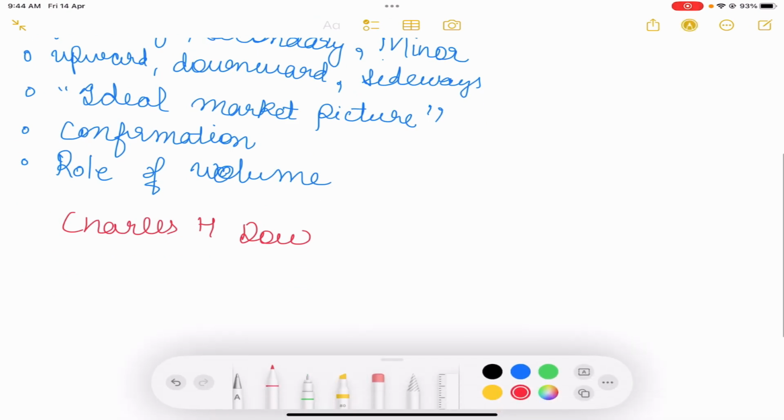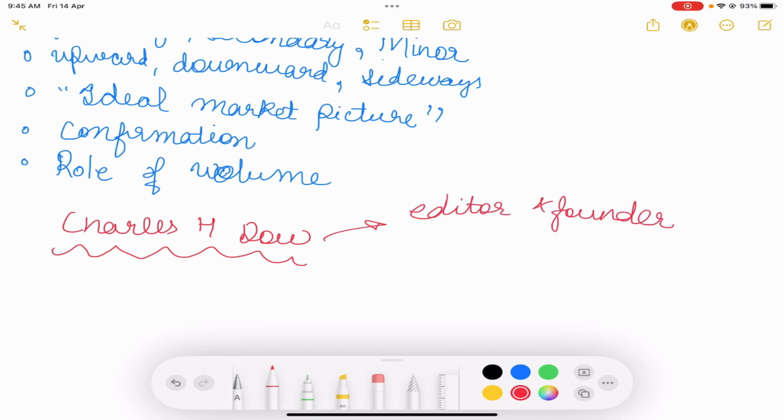So we need to remember the name Charles H. Dow, after whom the Dow theory has been named. So who was Charles H. Dow? We also saw in the previous chapter, he was the editor and founder of the Wall Street Journal. Please write this down. He was the editor and founder of the Wall Street Journal.